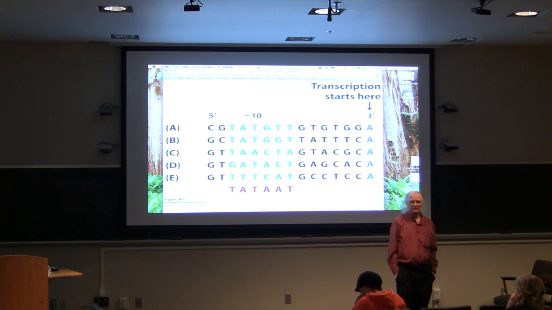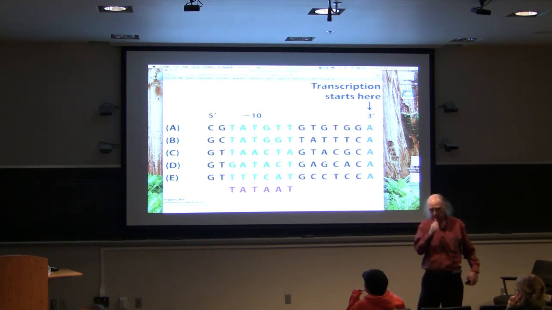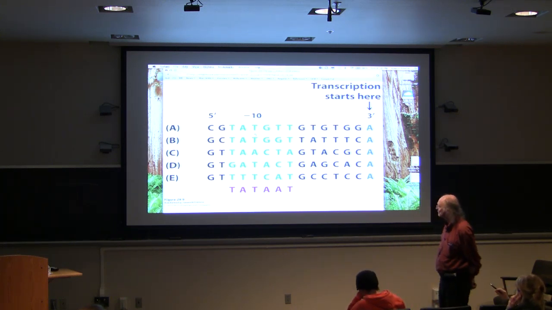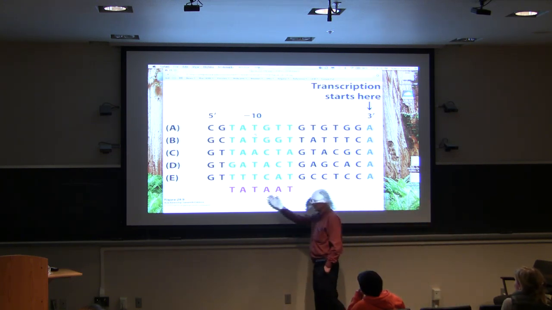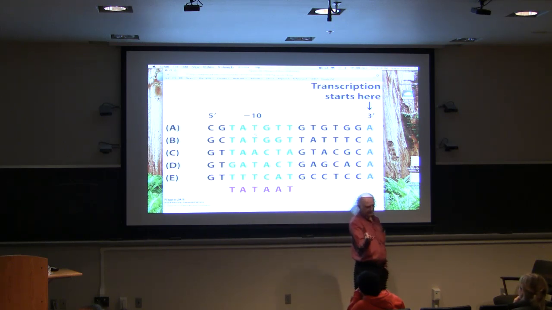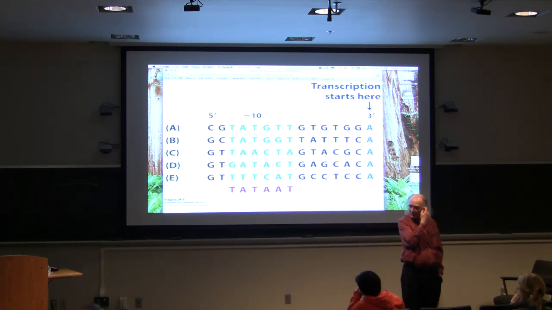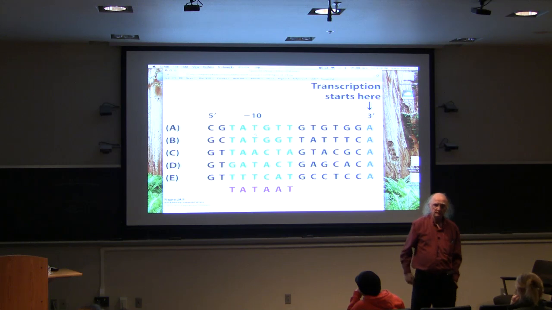So at the negative 35 here, if this region resembles this one perfectly, you're going to get more transcription. The more the minus 10 matches this, the more transcription you're going to get in a prokaryotic cell. Is that the case at negative 35 as well? No. Okay.